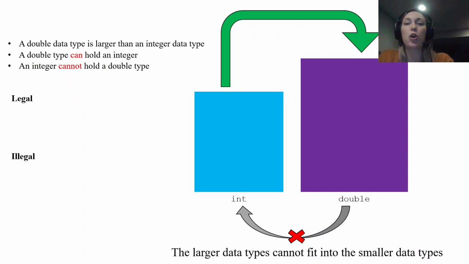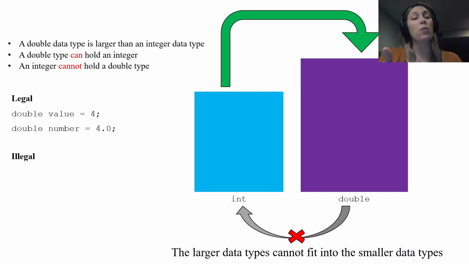So legal and illegal syntax here. Legal would be taking an integer and storing it in a double variable. Like double value equals 4. Or double number equals 4.0. Both of those are integers, and it's totally legal to store an integer into a double. You will get no errors.